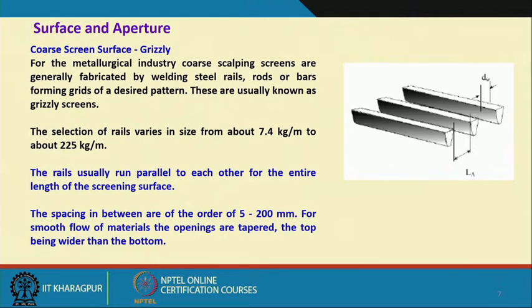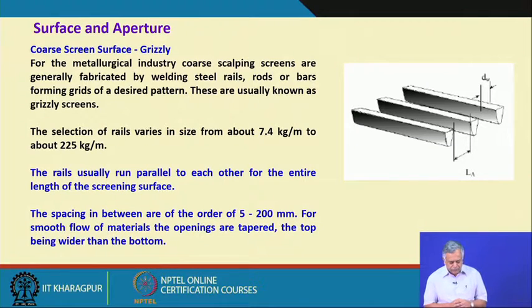When you look at the surface and aperture, we have to look at what purpose the screen is to be designed for. Is it for very coarse material? Is it for very fine material separation, or is it for intermediate sizes? How do I know them? That is why we have used different terminologies, like scalping screens, grading screens and all this.